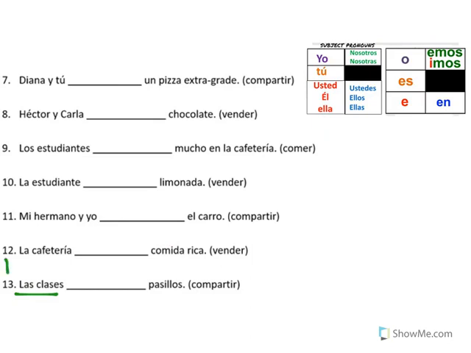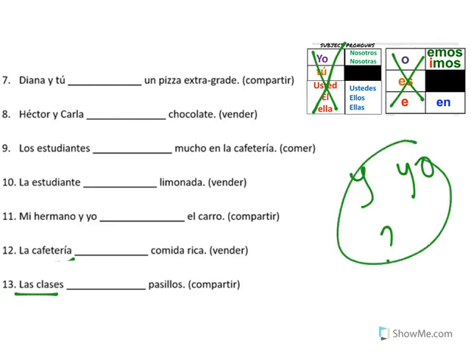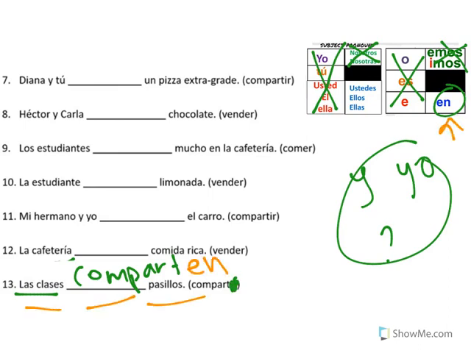And the last one, number 13, número 13, las clases. Oh, opposite of number 12. This was one of something. Las clases is two or more of something, which in this case, classes. Because it's two or more of something, can't use this side. Does it say and I? Nope. So we can't use that. Ending is an EN. Las clases, the classes, compar, everything but the IR. Then we add our ending. Comparten, the classes share hallways. That's it. Awesome. Done.